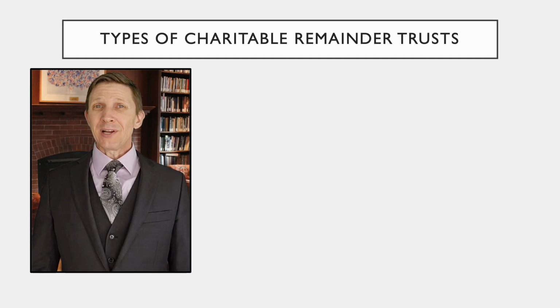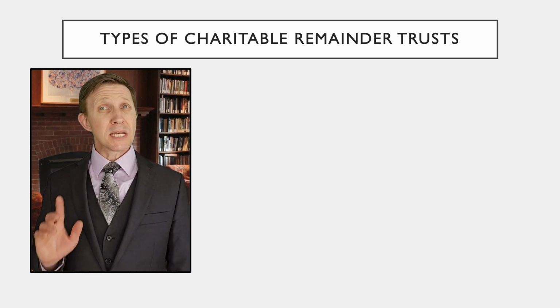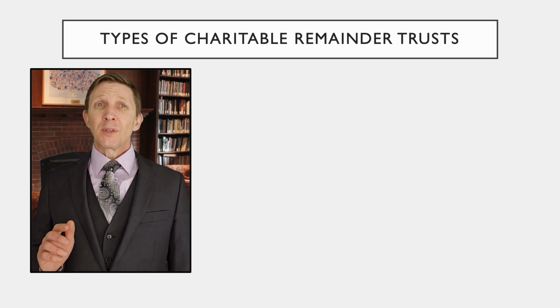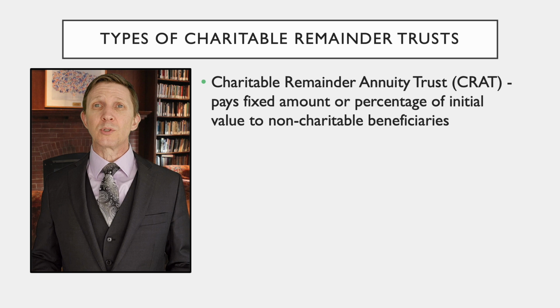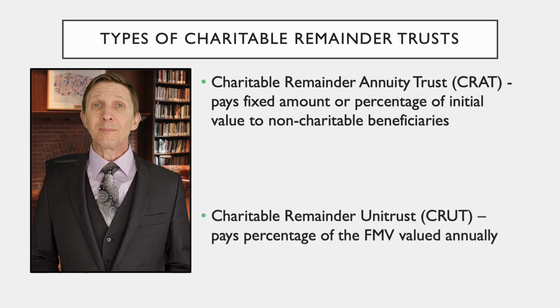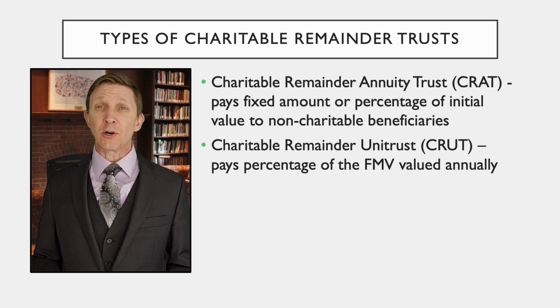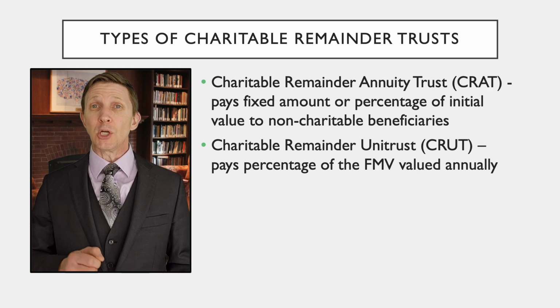The two main variations of charitable remainder trusts are the CRAT and the CRUT. Those are not just four-letter words. The CRAT pays a fixed dollar amount or a fixed percentage of its initial value to the non-charitable beneficiaries at least annually. The CRUT pays a variable amount to the non-charitable beneficiaries, which is a percentage of the net fair market value of the CRUT as valued each year.